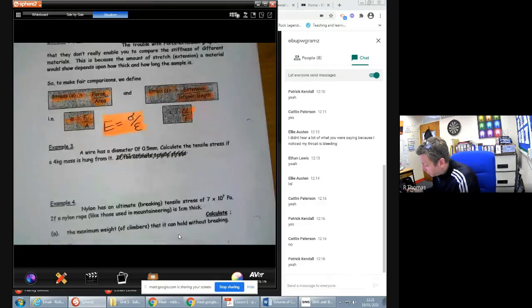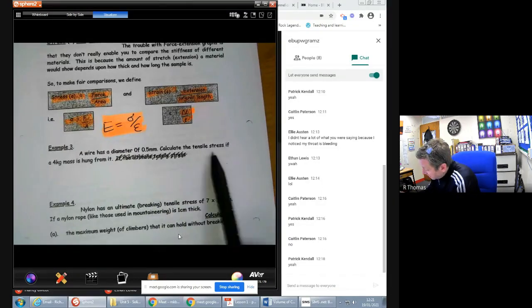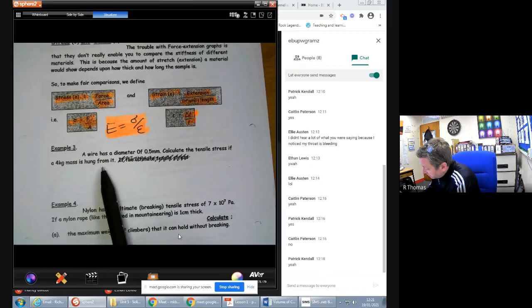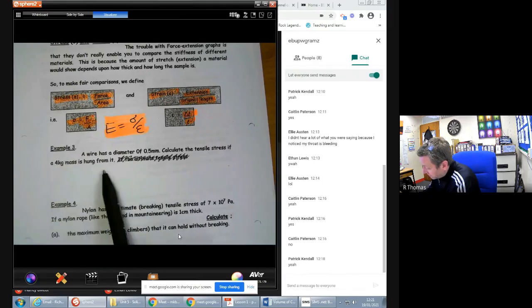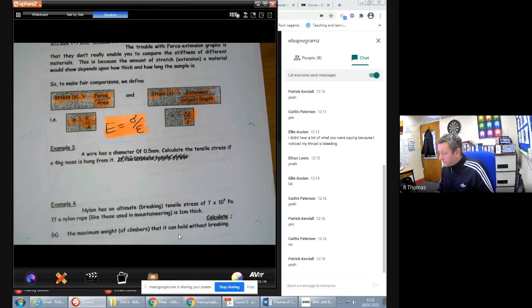All right, so everybody now just press some buttons for me. Get me the tensile stress if you're hanging a 4 kilogram mass on a wire of diameter 0.5 mil. Do that for me, please.